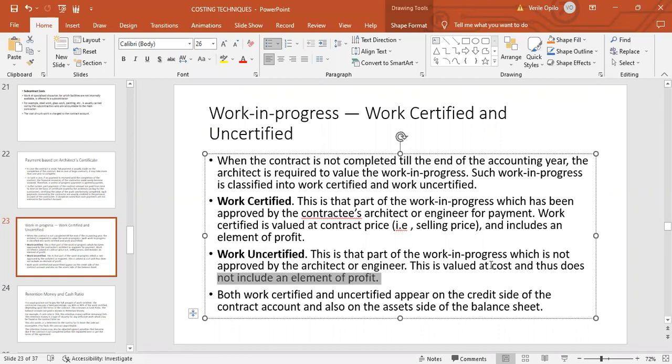And you're going to see this. You have to have records as a business. For the records, you are going to show these records in the contract account. And the contract account is going to include both the work certified and the work uncertified.